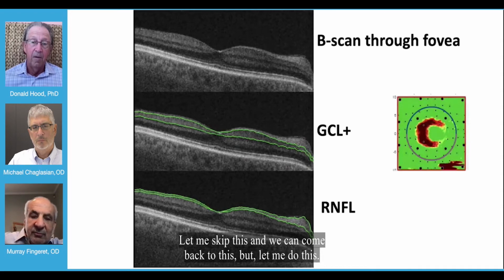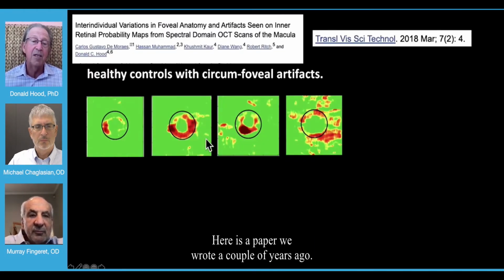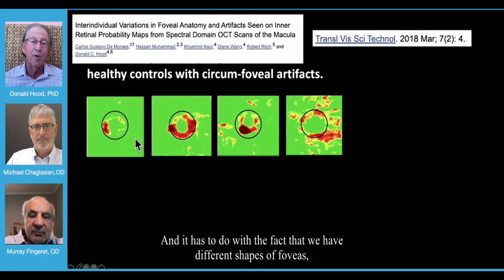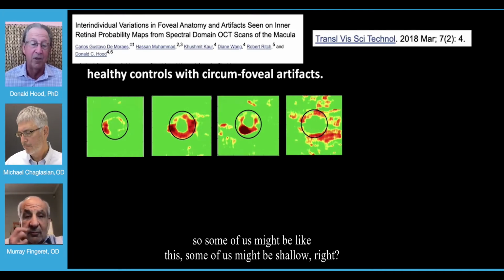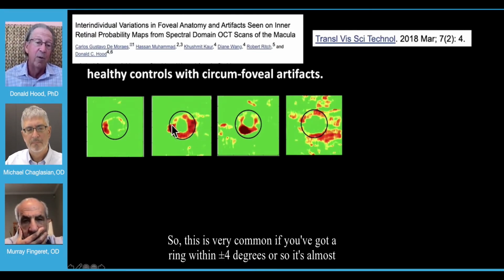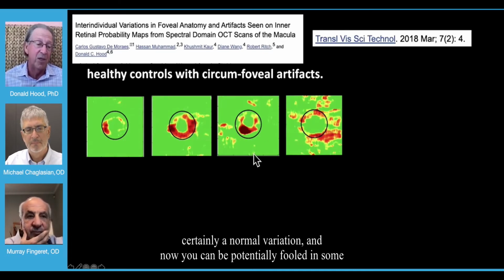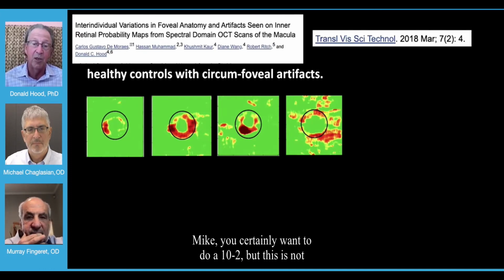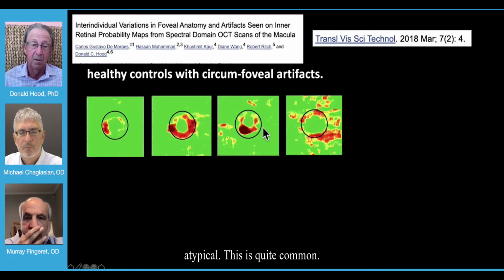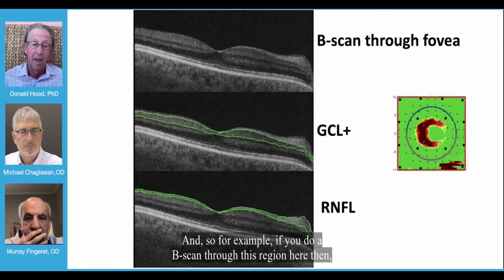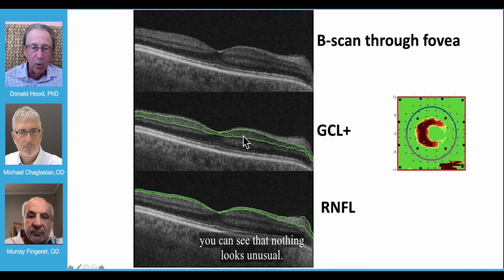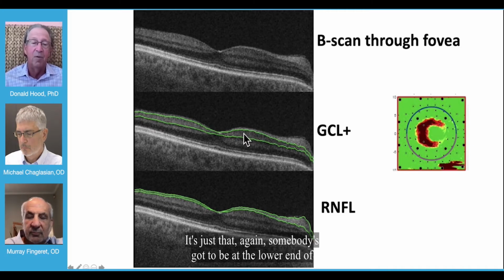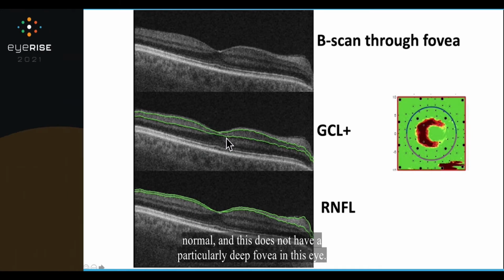Here's a paper we wrote a couple of years ago. This is a very common artifact, and it has to do with the fact that we have different shaped foveas. Some of us might be deep, some of us might be shallow, and you're comparing to norms. If you've got a ring within plus or minus 4 degrees or so, it's almost certainly a normal variation. Now you can potentially be fooled in some cases, and if you see some kind of evidence like you were talking about, Mike, you certainly want to do a 10-2. But this is not atypical. It's a common artifact. For example, if you do a B scan through this region, you can see that nothing looks unusual. Somebody's got to be at the lower end of normal, and this eye does not have a particularly deep fovea.